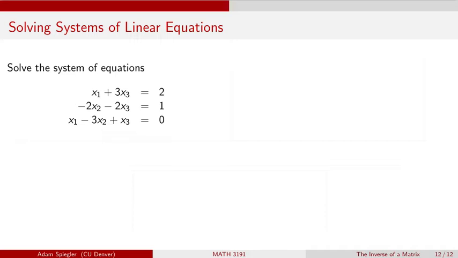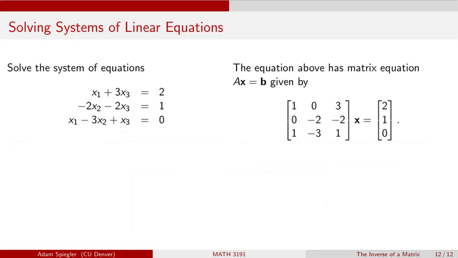One thing that we can do is rewrite this system of linear equations as its equivalent matrix equation. The matrix of coefficients in this case is the matrix A, which is a 3 by 3 matrix. The top row is 1, 0, 3. The second row is 0, minus 2, minus 2. And the third row is 1, minus 3, 1. So we have matrix A times vector X. On the right, we've got constants 2, 1, 0. So we have matrix A times vector X is equal to the column vector 2, 1, 0.